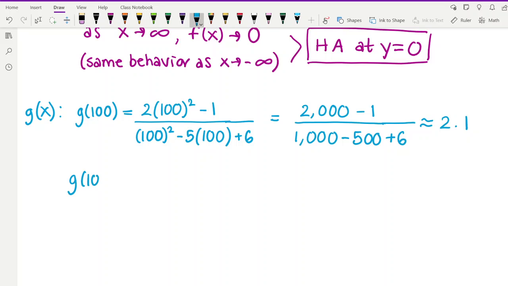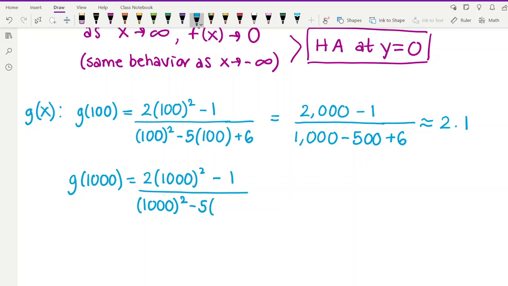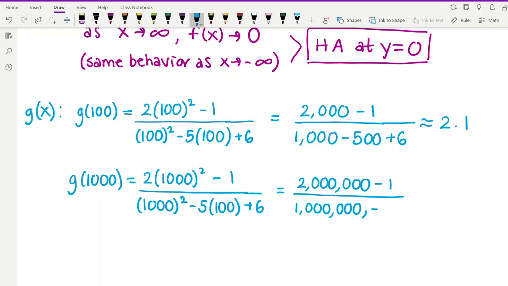Okay, what about if you plug in 1,000? Let's see how this trend continues. So if you do 2 times 1,000 squared minus 1 over 1,000 squared minus 5 times 1,000 plus 6. So this time, again, it was a million, so it's going to be 2 million minus 1 over 1 million minus 5,000 plus 6.